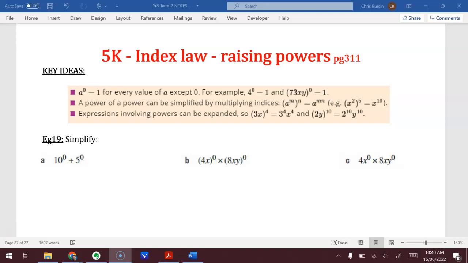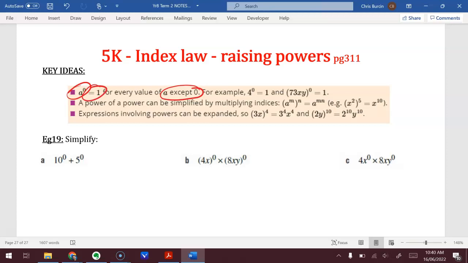Okay, now this is fun for the whole family. Raising powers. You can have a power of a power. So one of these funky things that I love, that a to the power of 0 equals 1. Anything except for 0, anything, can be in that place of a. You can have 14 to the power of 0, it will equal 1.